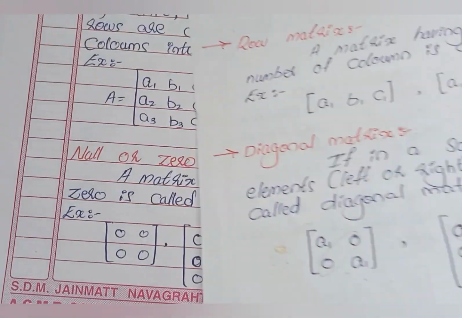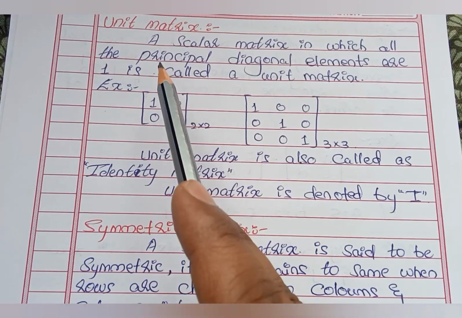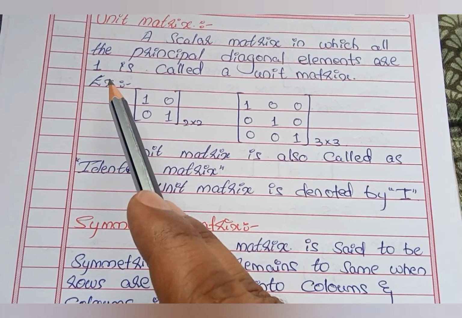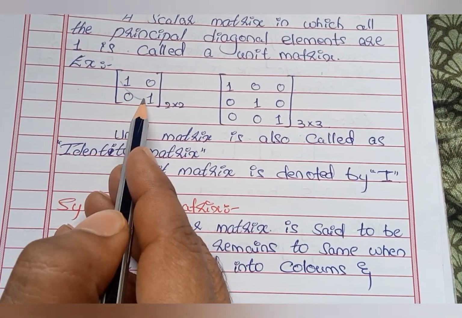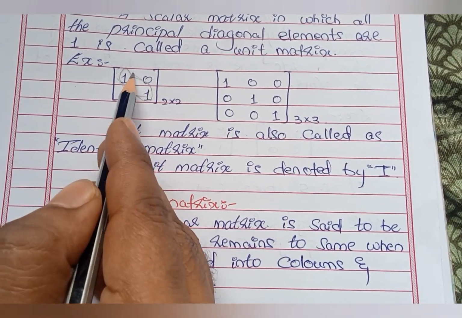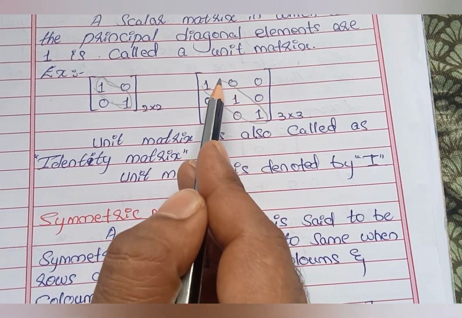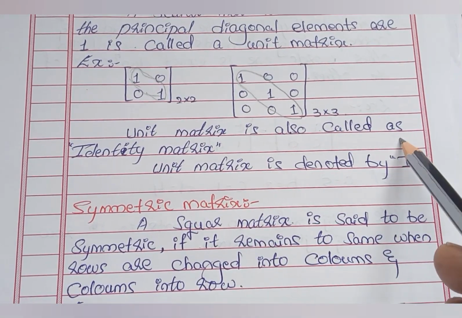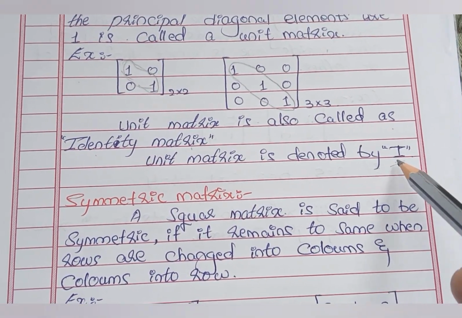Next is the unit matrix. A scalar matrix in which all the principal diagonal elements are 1 is called a unit matrix. So see, the diagonals are 1, so it is known as a unit matrix. Unit matrix is also called the identity matrix. It is denoted by capital I.